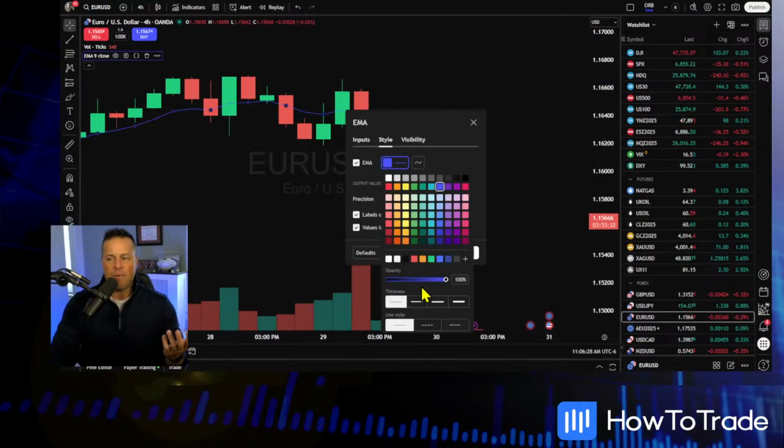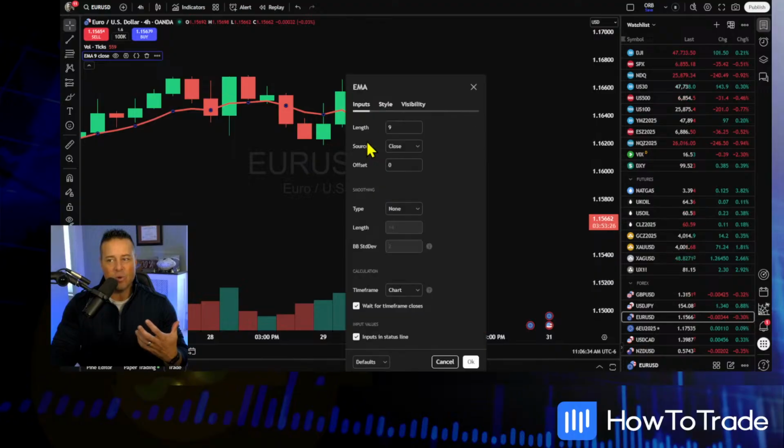Personally, I prefer red because 9 is sort of a short time frame, and it's what I call a hot EMA. It's one of those that is going to be very sensitive to really short-term movements, and that's one of the reasons why we're going to use it to scalp. Now, the length is 9, your input's 9. The source is the close. That means we're going to go off the closing value of the price bar, and then right here, smoothing.